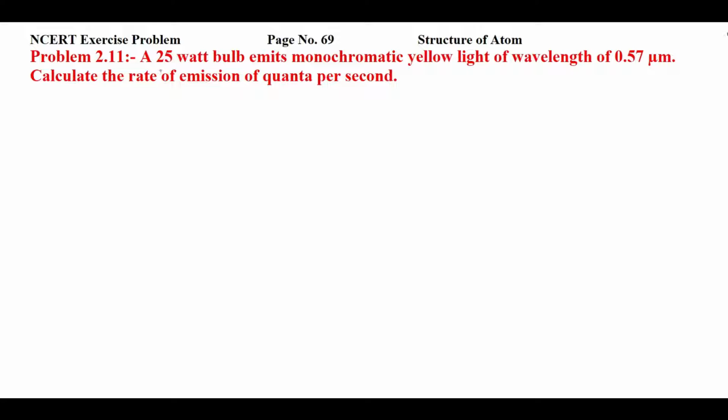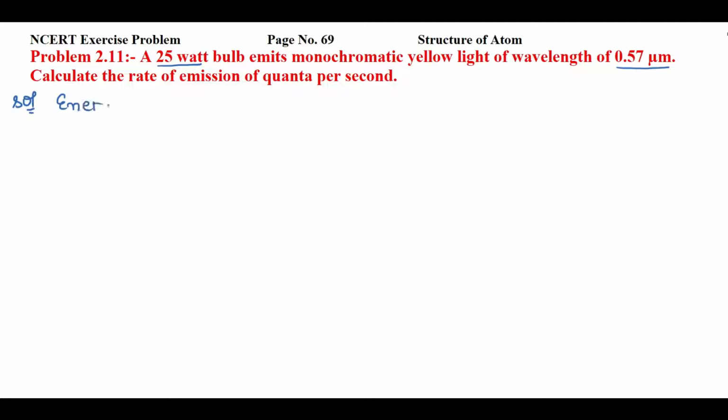Okay. So in this question, they have given you a monochromatic yellow light whose wavelength is 0.57 micrometer and it is emitting a total amount of energy, that is 25 watt. So you have to find the number of photons. That means the rate of emission of quanta per second. That means how many photons are emitted per second, right? So in this question, first of all, we'll see the total amount of energy, right?